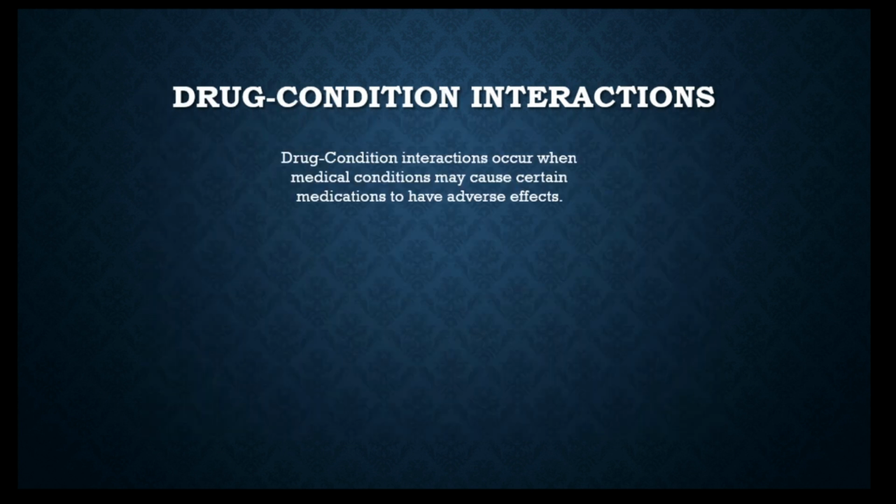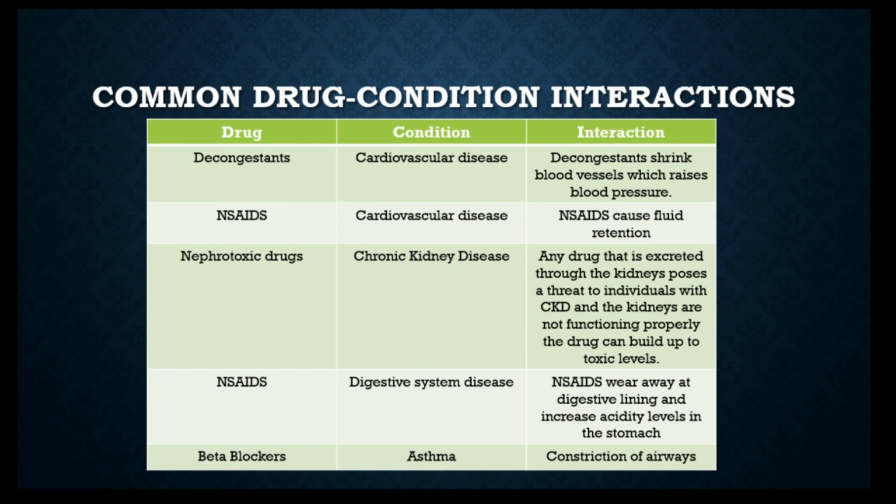Finally, we will discuss drug-condition interactions, and this occurs when a medical condition is present and certain medications may show adverse effects. So common ones we'll see in a pharmacy setting are going to be decongestants with CVD, cardiovascular disease. Decongestants work by shrinking blood vessels, which can raise blood pressure. NSAIDs with cardiovascular disease. NSAIDs cause fluid retention.